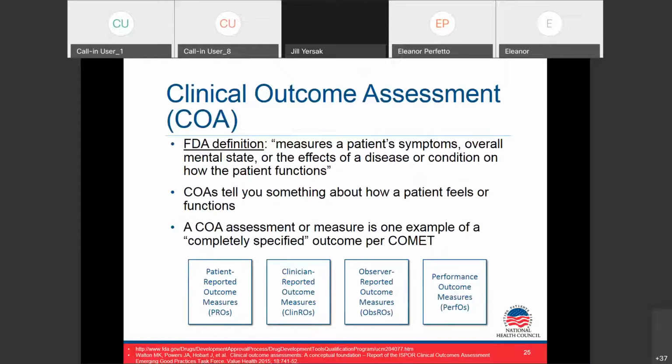So again, Eleanor went over this, so I don't think I need to beat the dead horse, but we'll just reiterate that a clinical outcome assessment is something that tells you about how a patient feels or functions, and can be patient-reported, clinician-reported, observer-reported, or performance outcome measures. Next slide, please.